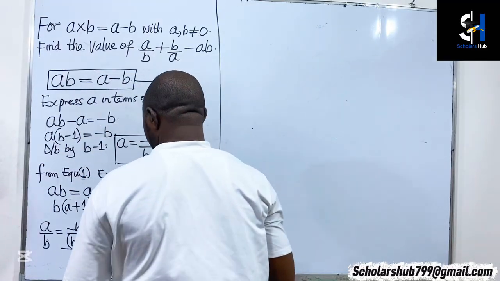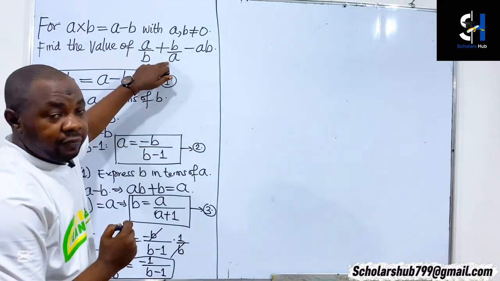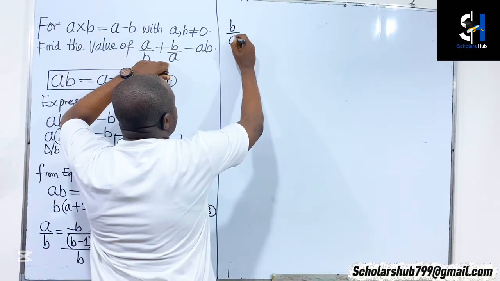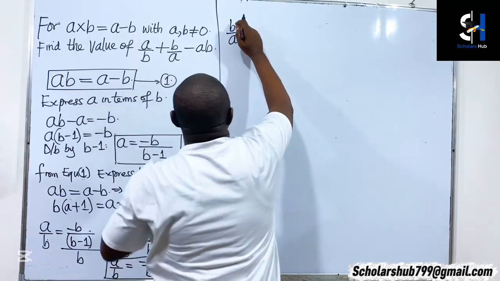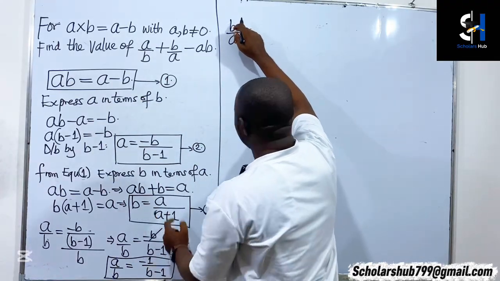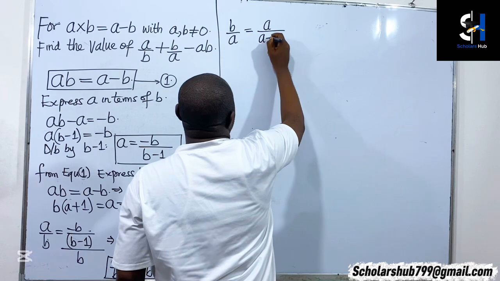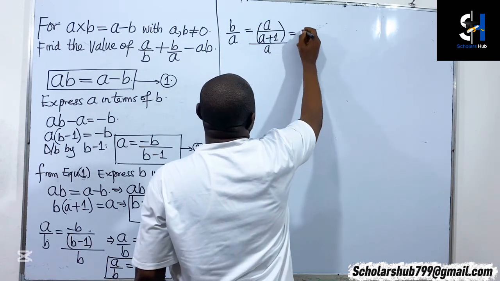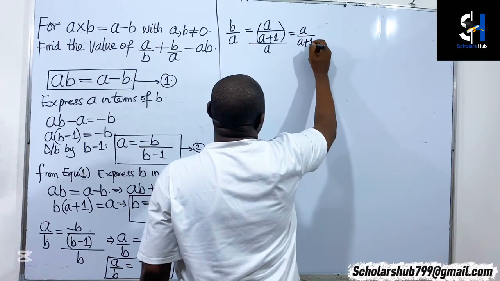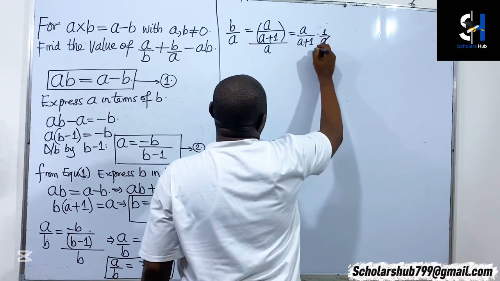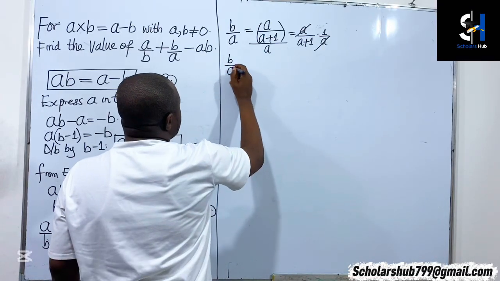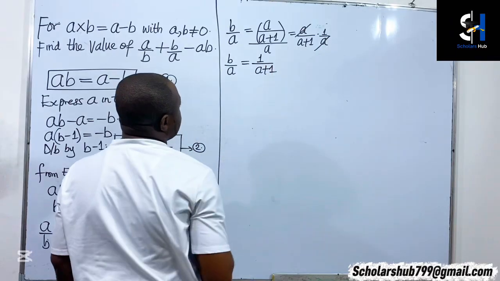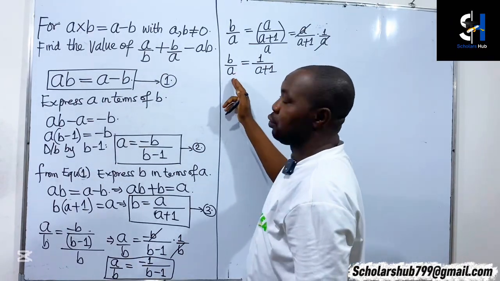Now I'm going to write the expression for b over a. For b over a, this will be the expression for b in terms of a, which is a over a plus 1, divided by a. Then this will be a over a plus 1 multiplied by 1 over a, so that b over a will be equal to 1 over a plus 1. So this is the expression for b over a.